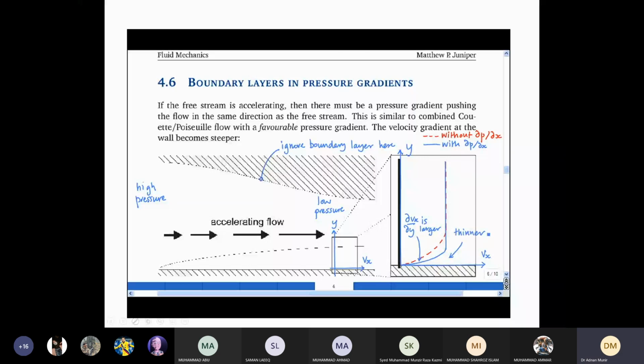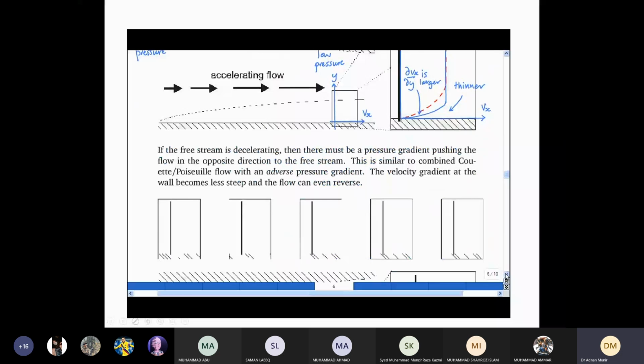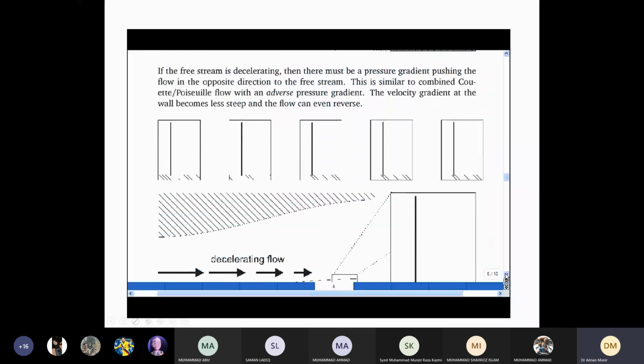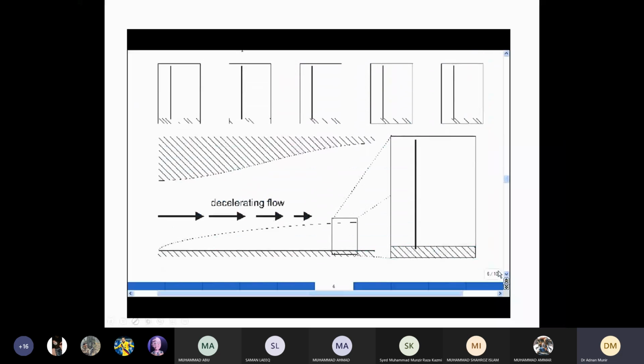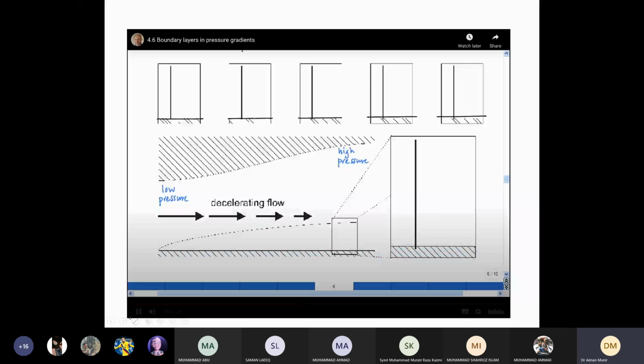If instead we have the pressure gradient pushing in the other direction, that is, in the opposite direction to the mean flow, we get a very different type of behavior. The flow is decelerating, which means that we have a low pressure upstream on the left and a high pressure downstream. So the force due to the pressure gradient is in the opposite direction.